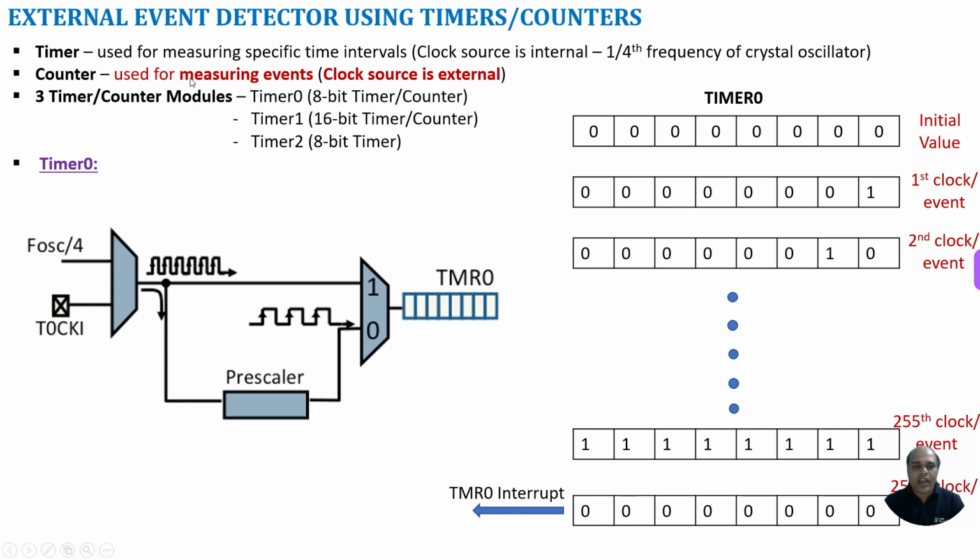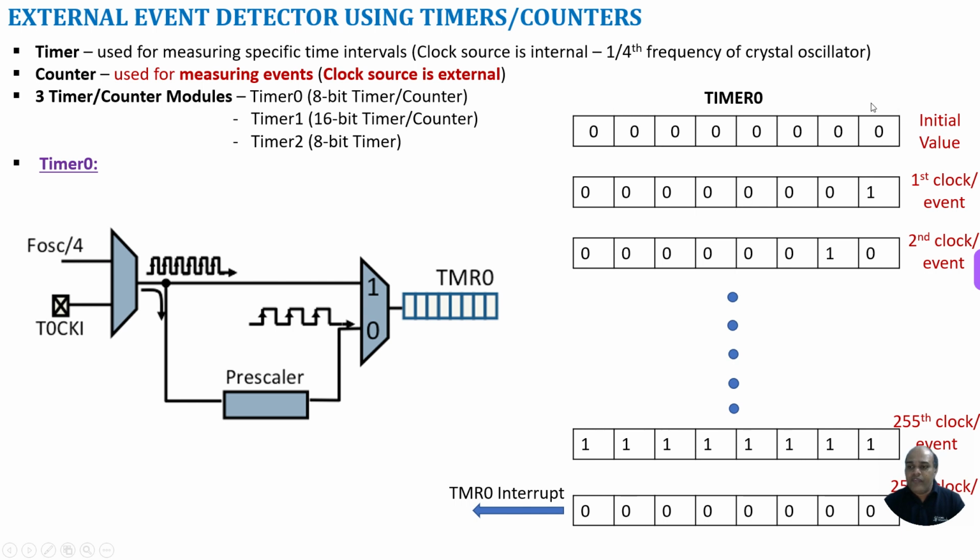In this tutorial, I will be describing how to use this timer module in a counting mode, how to measure or count the external events. If you see the basic architecture of a timer module, a timer module contains a register. If it is an 8-bit timer, it contains an 8-bit register. If it is a 16-bit timer, it contains a 16-bit register. So we try to load a value onto this timer register.